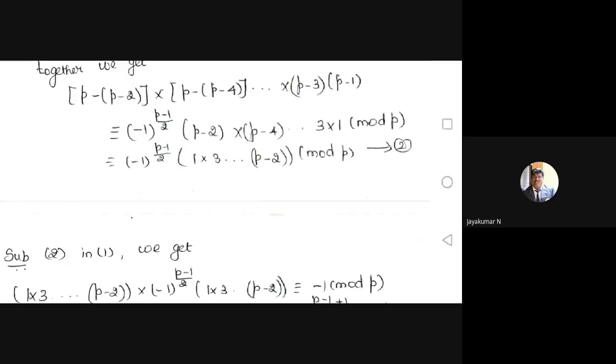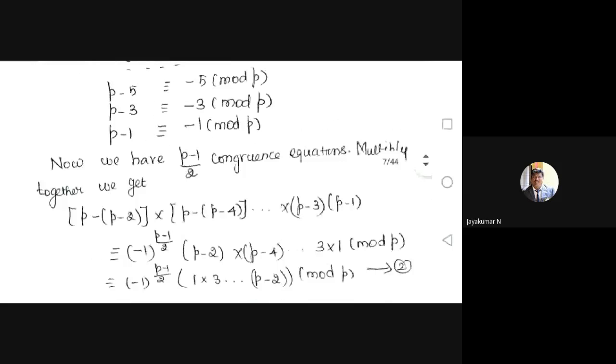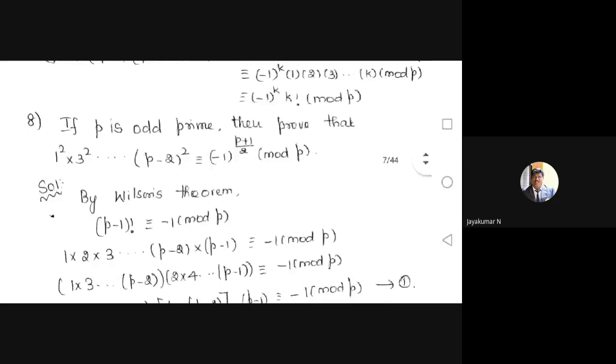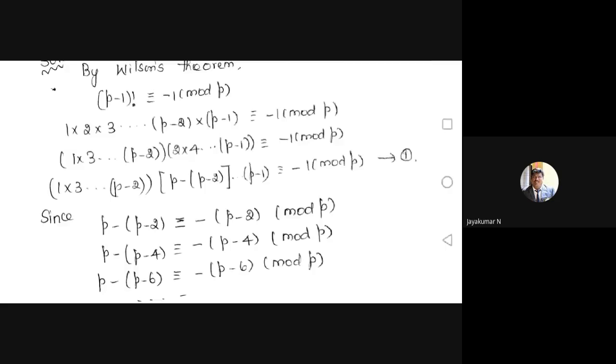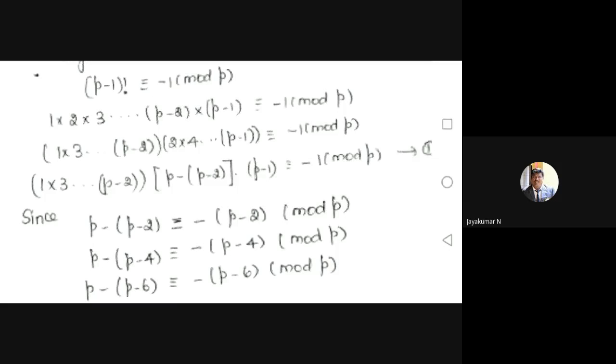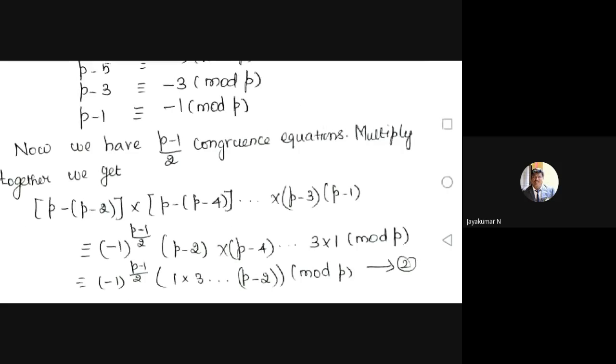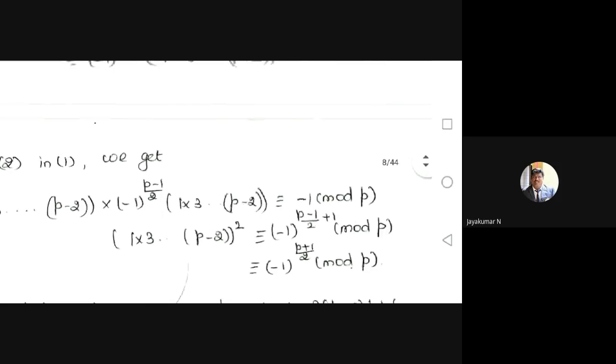The right hand side of equation 2 is substituted in the left hand side of equation 1. Okay. The left hand side means the product of even integers, 2 into 4 into up to P minus 1. Okay. Which is congruent to minus 1 to the power P minus 1 by 2 into P minus 2 into P minus 4 into 3 into 5 into 3 into 1. Okay. So now it's congruent to minus 1 mod p.